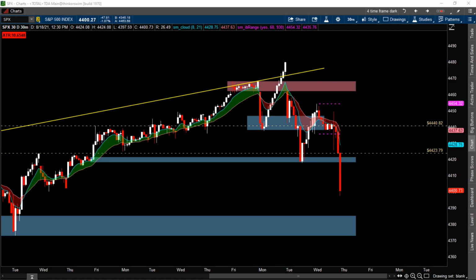Welcome to another S&P 500 analysis. Today is August 18, 2021. Finally, we are seeing some downside price action. So is this the beginning of the correction or the pullback that we've long been waiting for?